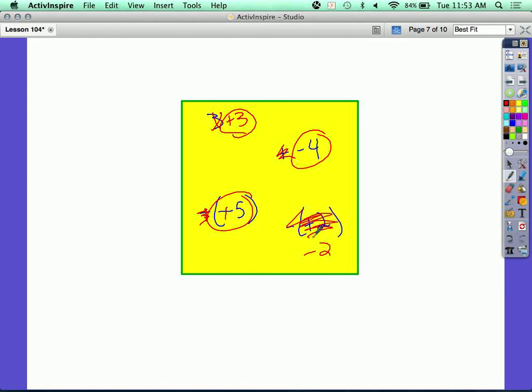So now I have a positive 3 and a positive 5. So that's going to be a positive 8. I have a negative 4, negative 2. It's a negative 6. I subtract, keep the sign of the bigger number. In that box, I have a positive 2. Okay? So even though they were disguised, we can figure out whether they're positive or negative, and then we can solve.